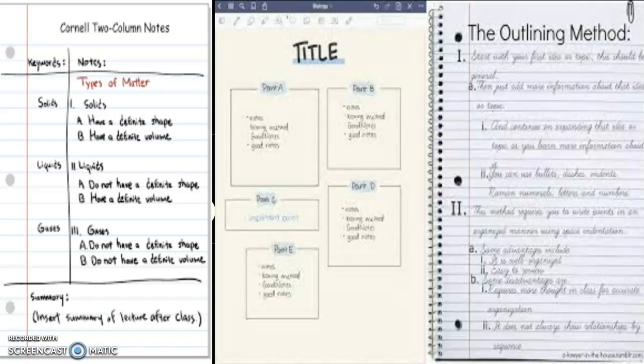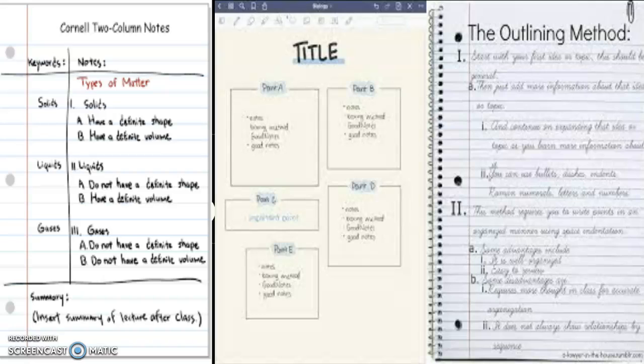And then at the bottom, you put a summary after the class of what you learned, what you need to review, all things like that. So this is a great way to start out note taking. The picture in the middle shows different boxes. Here it says like part A, part B. So those part A's and part B's, C's, D's, E's, those can all say different topics that you guys are learning in the class, and all the information about that specific topic or keyword can go in the box.